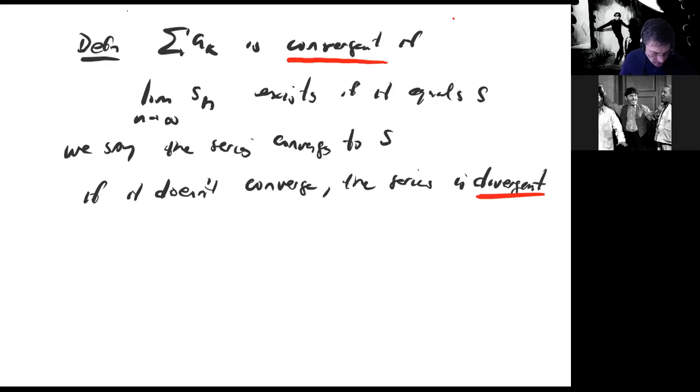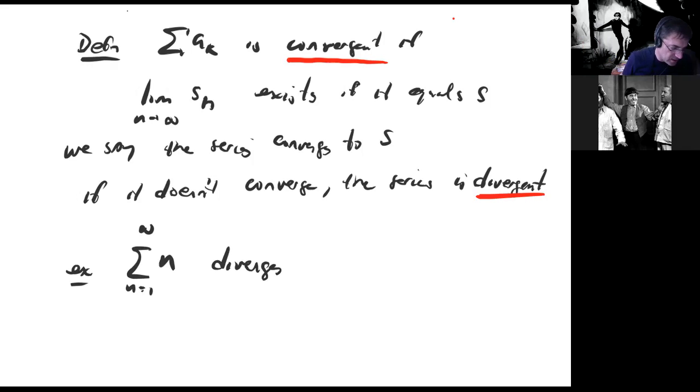For example, we already had one. The sum over n goes from 1 to infinity diverges, because that's 1 plus 2 plus 3 plus 4 plus 5, which just gets unbounded. So I just want to talk about a couple of examples today. We will not complete the section. We're just going to do the first half of the section.